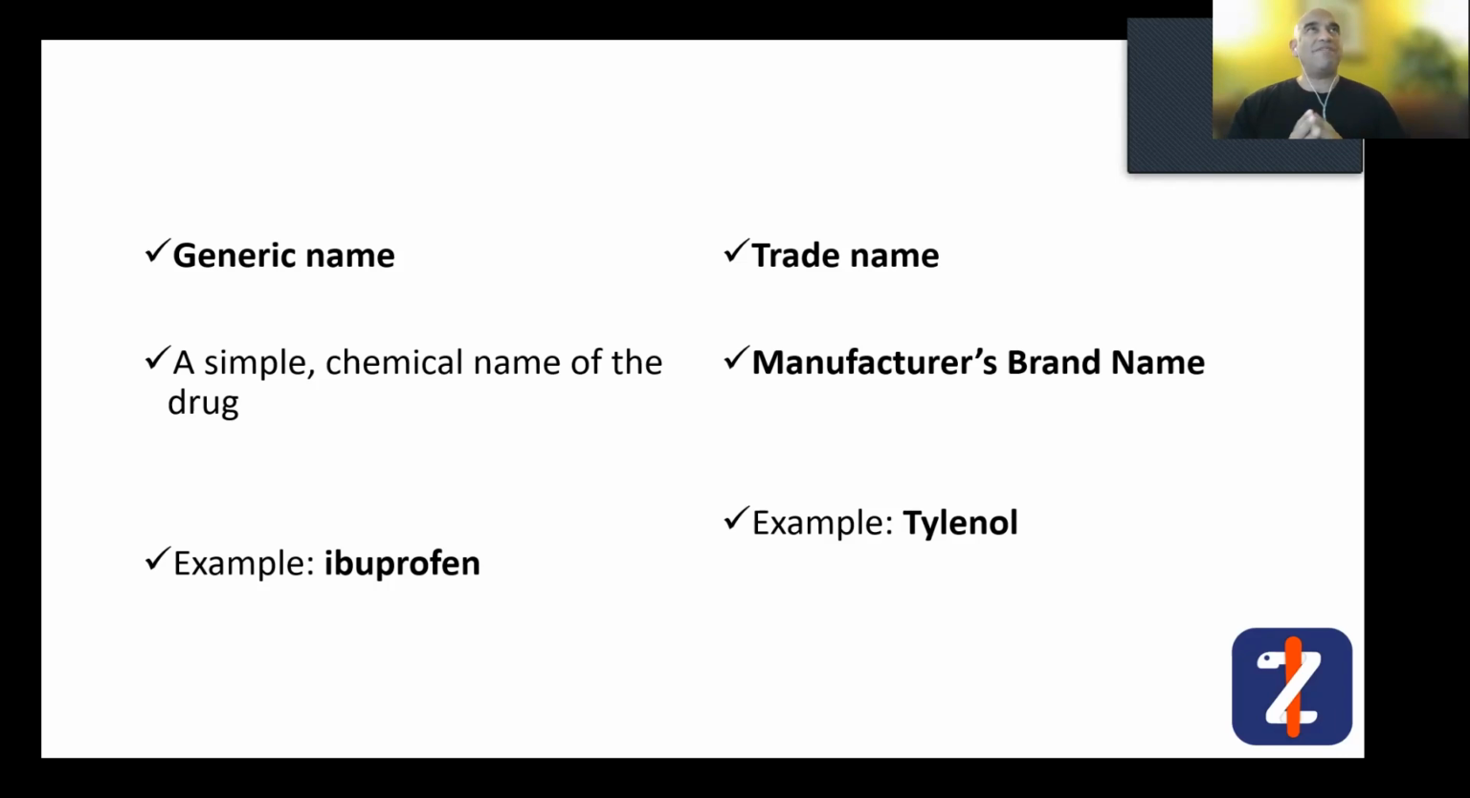So you might have, let's say one example is ibuprofen, but yet that's the chemical or the generic name of it. But ibuprofen has different names, which we'll look at right next to that, called a trade name. But the generic name is usually lowercase, and is usually a long chemical name of the drug.